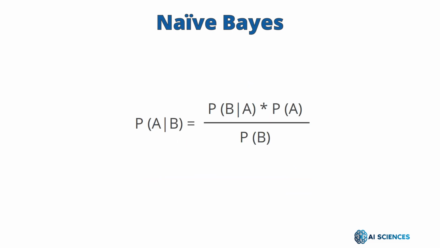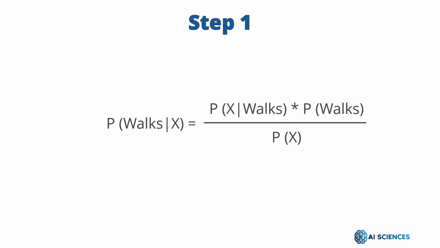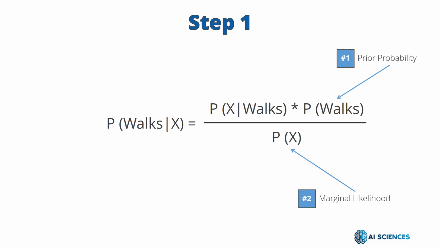So this is our Bayes theorem. In order to solve this problem, we have to follow some steps. In step 1, first we are going to apply the Bayes theorem to the person who walks to the office. Here the probability of an employee walking to the office is called the prior probability. So in order to solve this equation, first we are going to find this value. Then this is called the marginal likelihood, that is P(x).